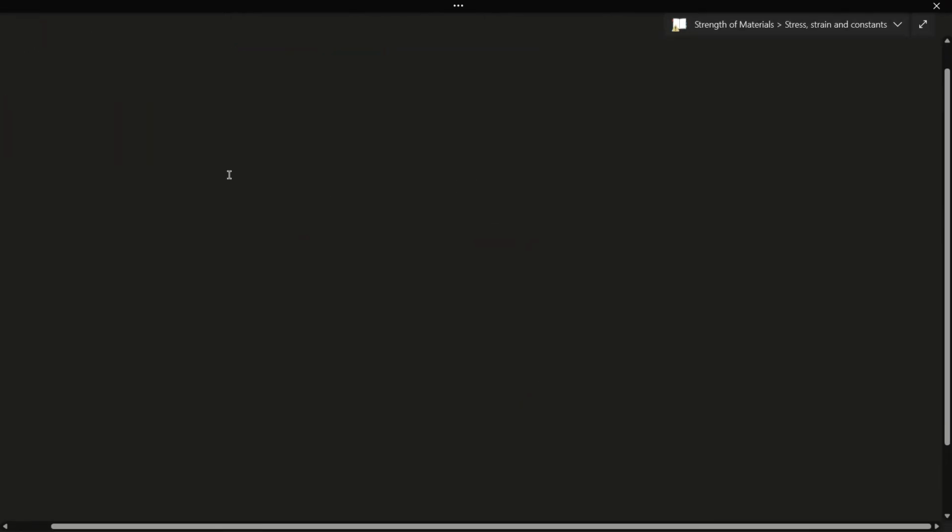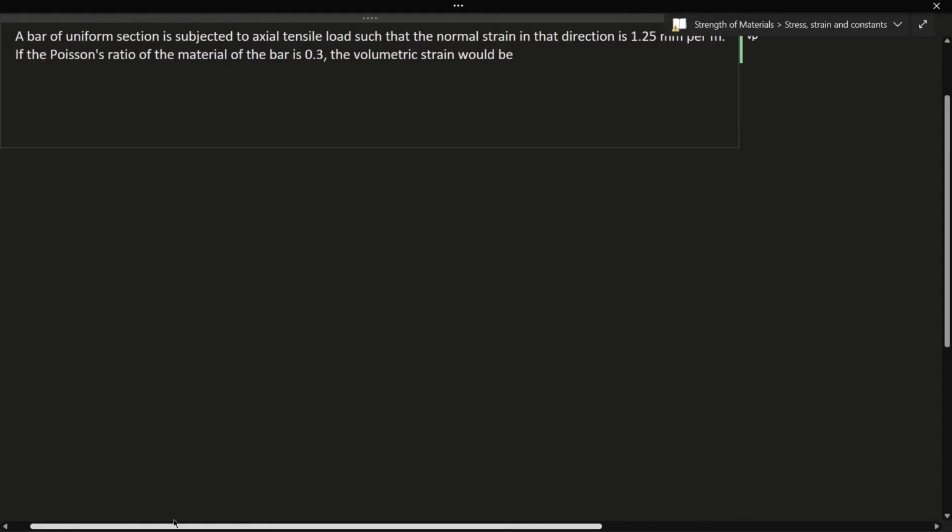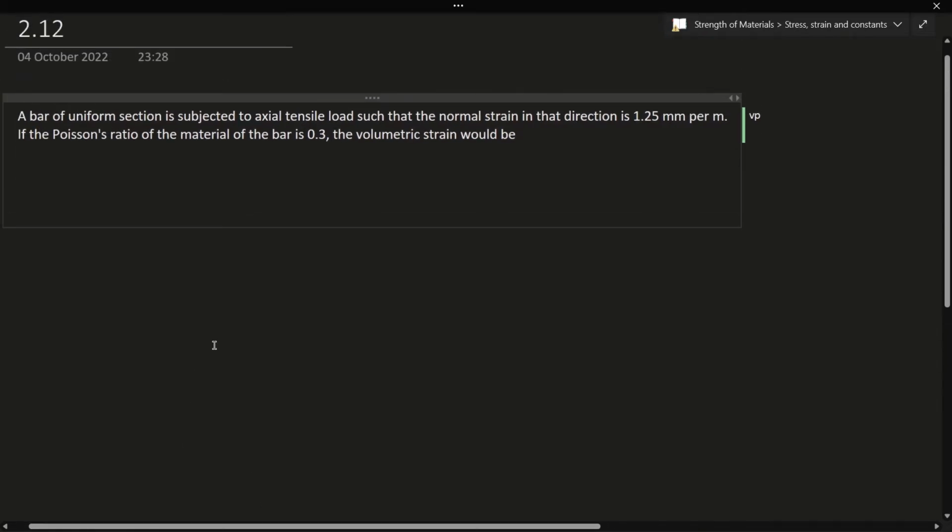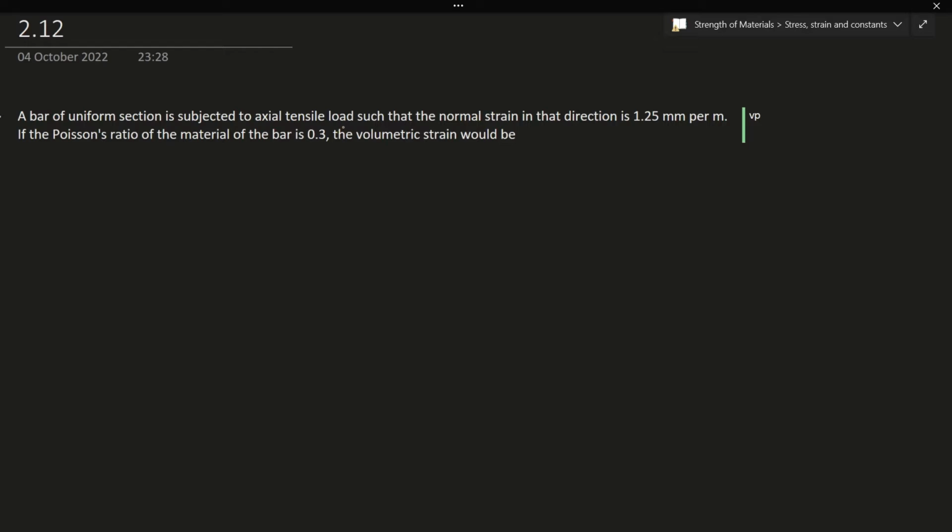Okay, a bar of uniform cross section is subject to an axial tensile load such that the normal strain in that direction is 1.25 mm per meter. Okay, so if the Poisson's ratio of the material is 0.3, find the volumetric strain. So they've directly asked me to solve the volumetric strain. So let me just draw a schematic just for our understanding.